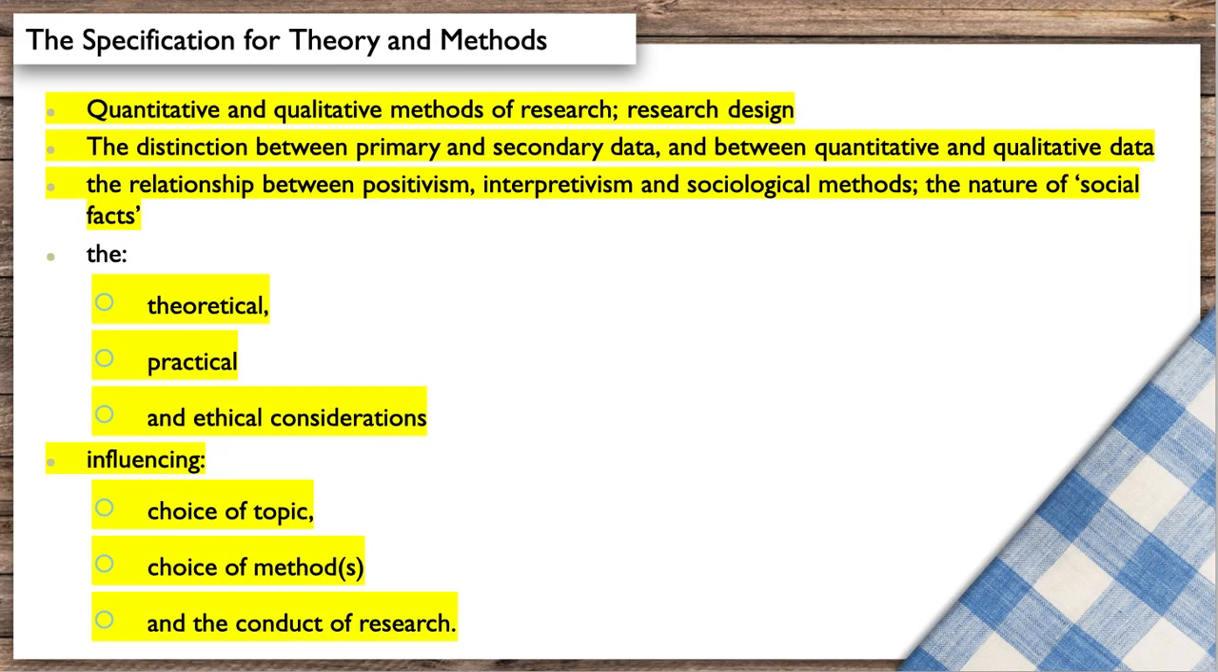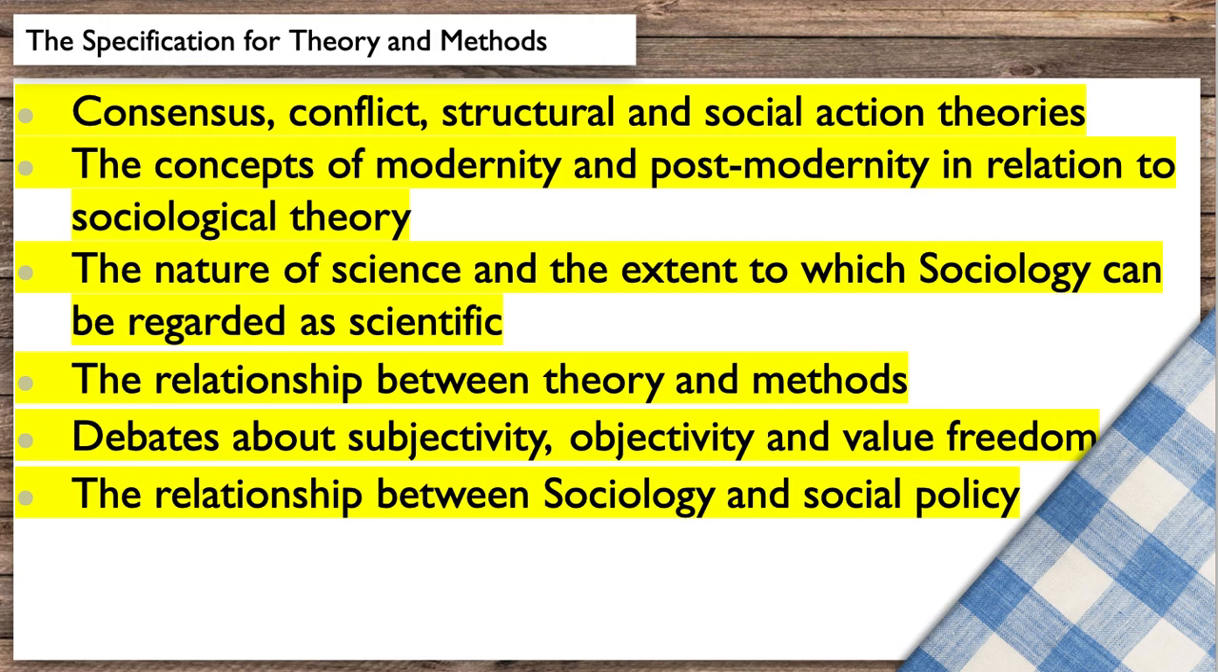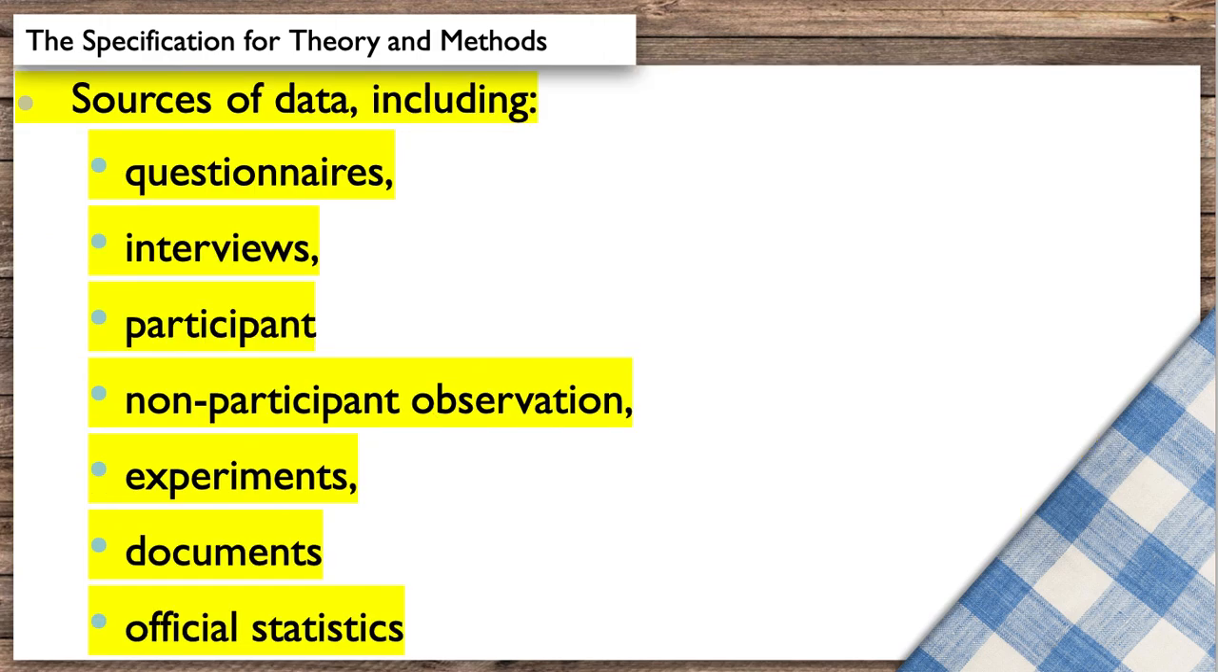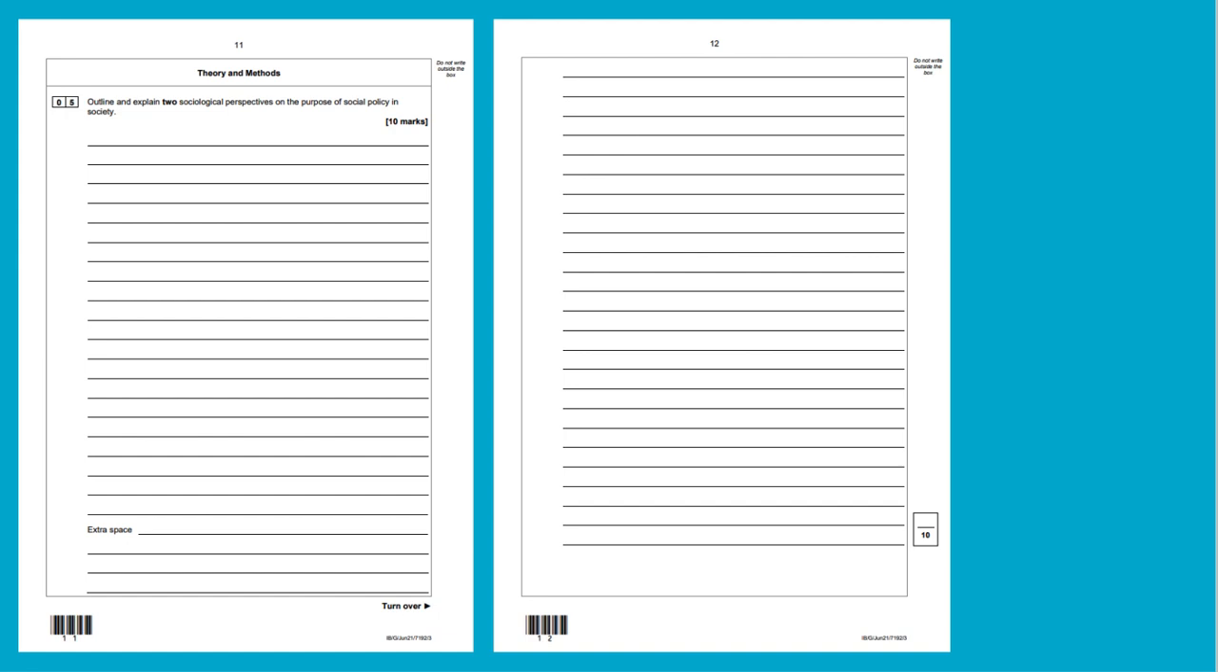Questions 5 and 6 on paper 3 will be on theory and methods, and as always, the question will come from the specification displayed here, here, and here. You could be asked about research methods, and remember that you can also be asked about variations of each of these. With reference to the exam booklet, this is how much you are allocated for question 5 on paper 3.